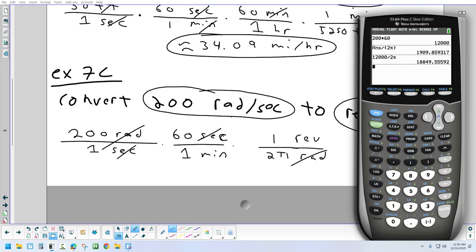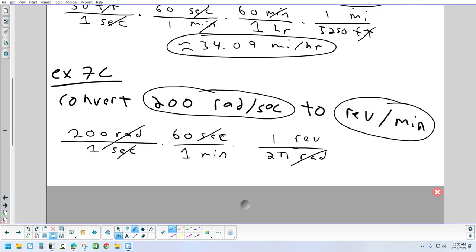What's the difference? What did it do in the bottom one? Yeah? Did it divide the two and then multiply the pi after? Right. It took 12,000 divided by 2 and got 6,000. And then it did 6,000 times 3.14. And that's how it got 18,000 something. That's not right. You wanted 12,000 divided by 2 pi. You wanted the 2 in the bottom with the pi. So 1909.86.